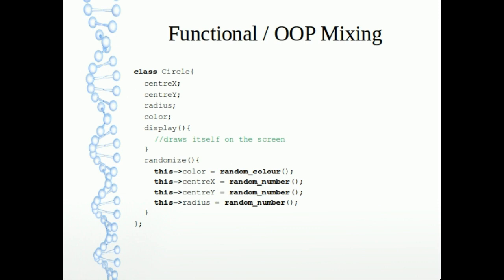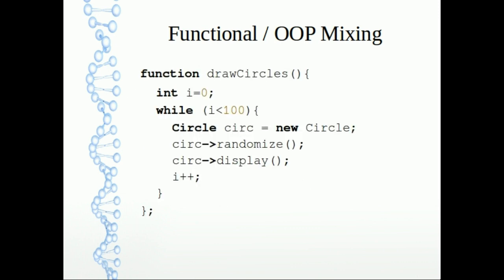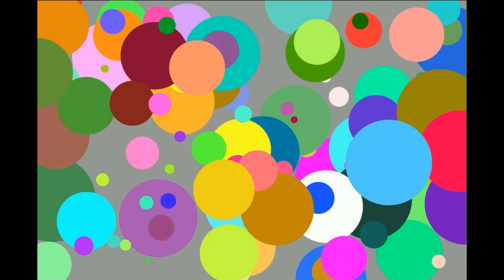In our updated drawCircles function, we no longer assign random values to the properties of the circle objects by accessing them directly. Instead, we just call the randomize method on the object, which will then take care of changing the object's properties for us. Because this functionality has moved from a function to a class declaration, we can say we have made this program more object-oriented.